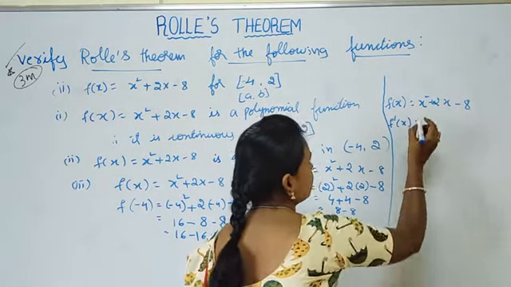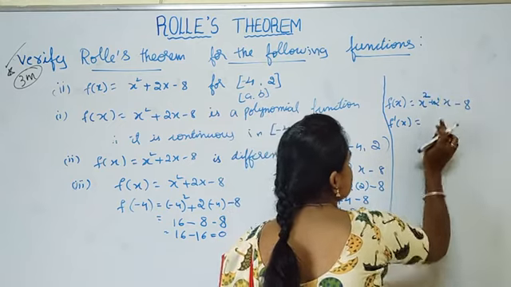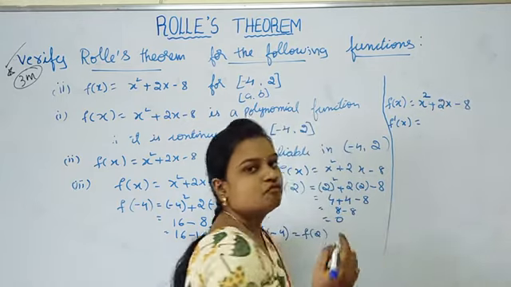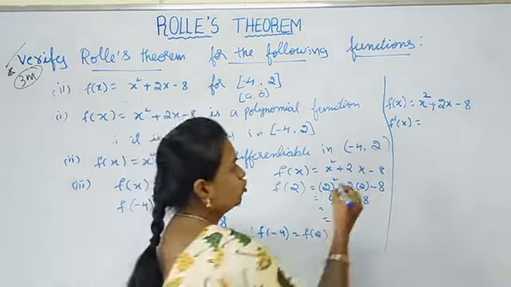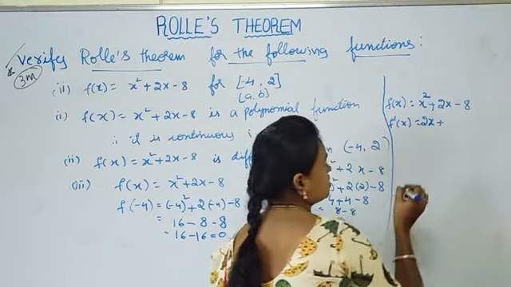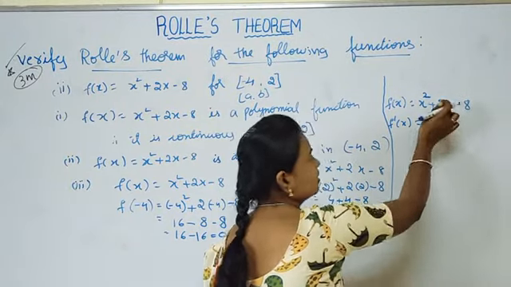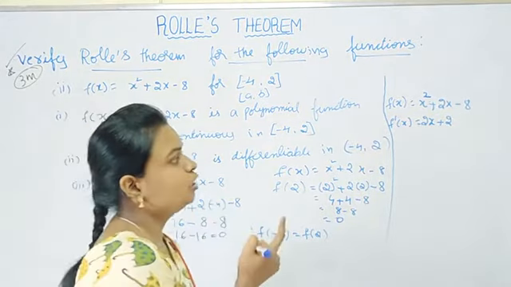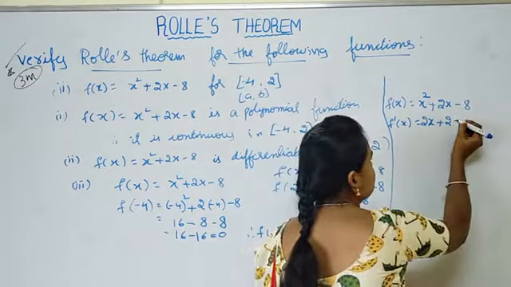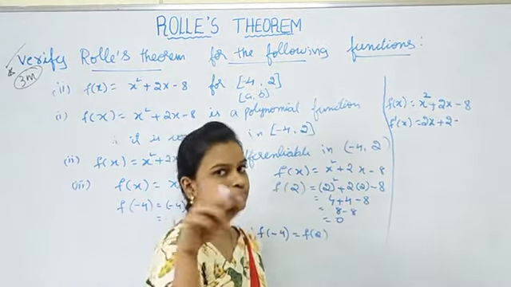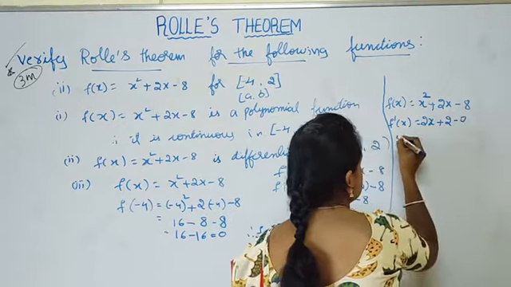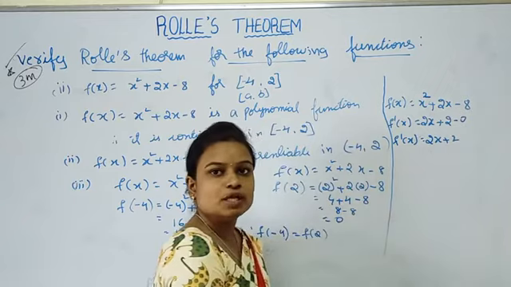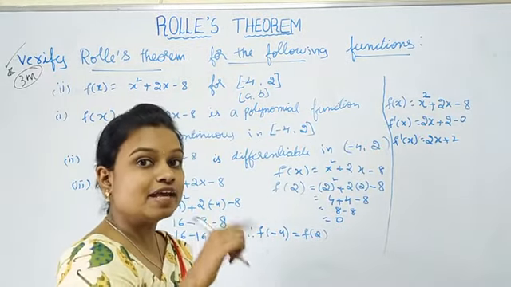What is f dash of x? This is x square plus 2x minus 8. Differentiation of x square is what? 2x. Okay. Plus here 2 is a constant, we have x. Differentiation of x with respect to x is 1. So 2 into 1 is 2, minus differentiation of 8, which is 0 because it is a constant. So f dash of x becomes what? 2x plus 2, right?